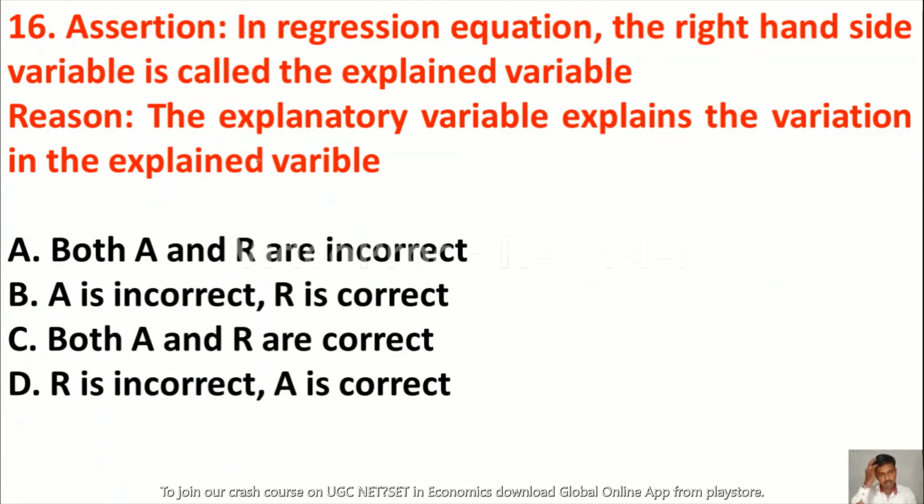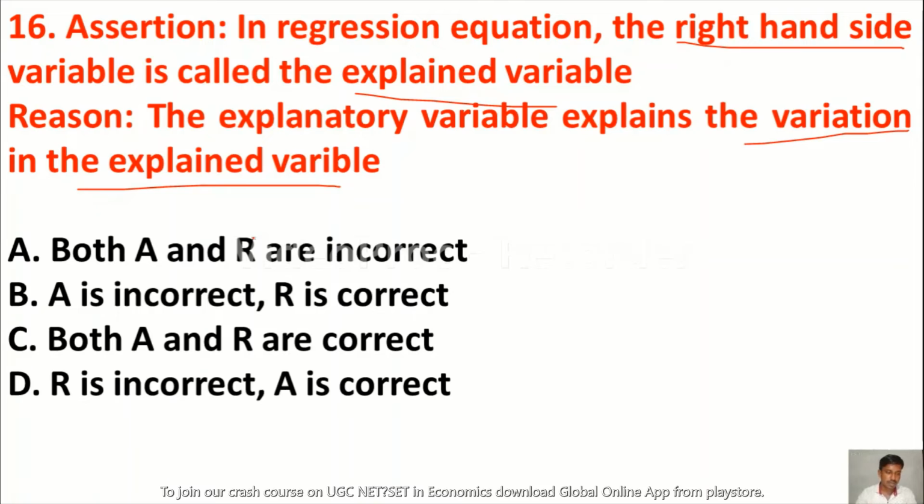Question number 16, the assertion is saying that in a regression equation the right hand side variable is called the explained variable. So in a regression model, the right hand side variable is called the explained variable. The reason is the explanatory variable explains the variation in the explained variable.